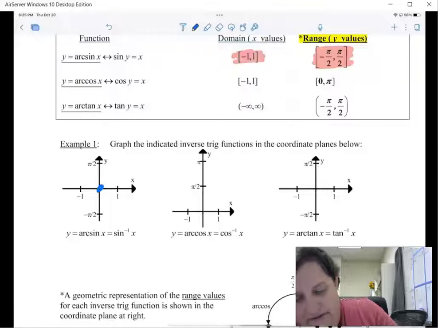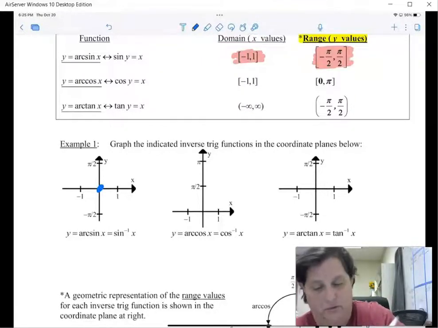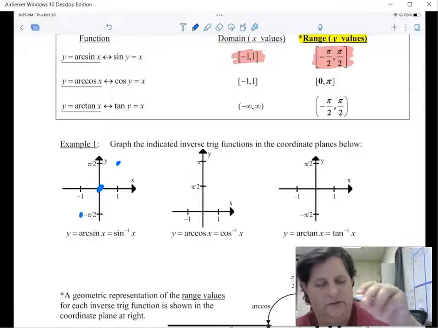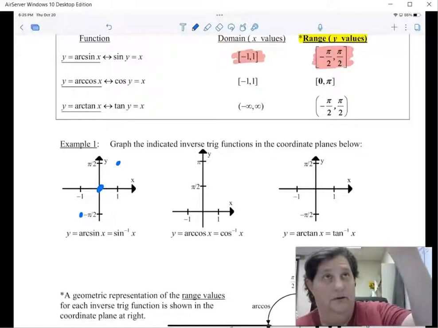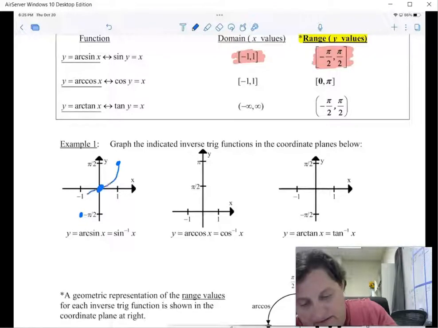Because the regular sine graph is (0, 0), so (0, 0). And then it goes to (pi over 2, 1), so this is 1, pi over 2. And then it's negative 1, negative pi over 2. And let me think about the way it arcs. Let's see. Hold on, it's going to come down like that and like that.